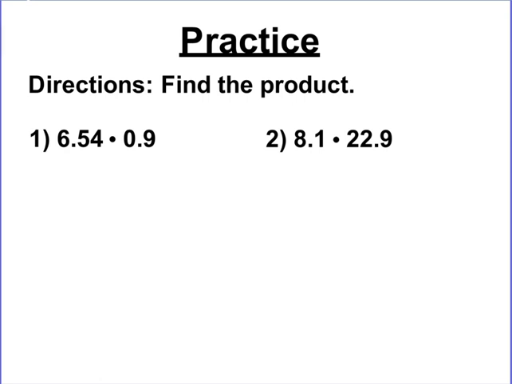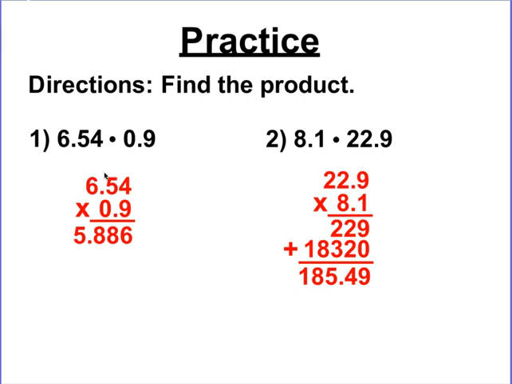Okay, here's what I came up with. In the first problem, I did not line up my decimal points. I just multiplied everything by 9. I got my answer, and I put my decimal point in where it is because, if you notice, there are 2 decimal places here and 1 here. 2 plus 1 is 3, so I should have 3 in my answer.